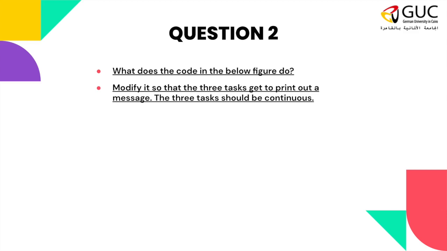However, the question wants us to modify our code so that all 3 tasks will print a message. And here comes the priority manipulation. And by the way, it is very dangerous to manipulate priorities. However, we will tell you how to manipulate priorities. Because if you perform a simple mistake or a simple calculation mistake, your system may crash. Okay, this is priority manipulation.